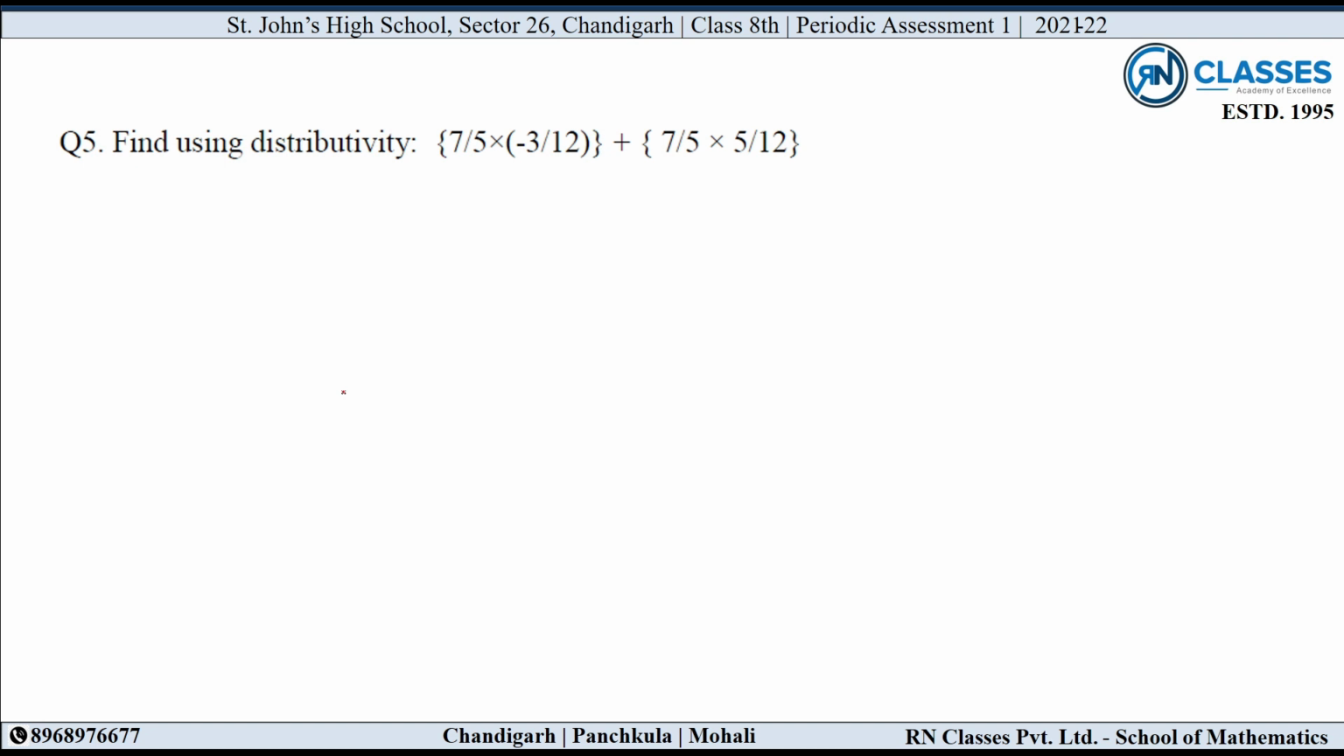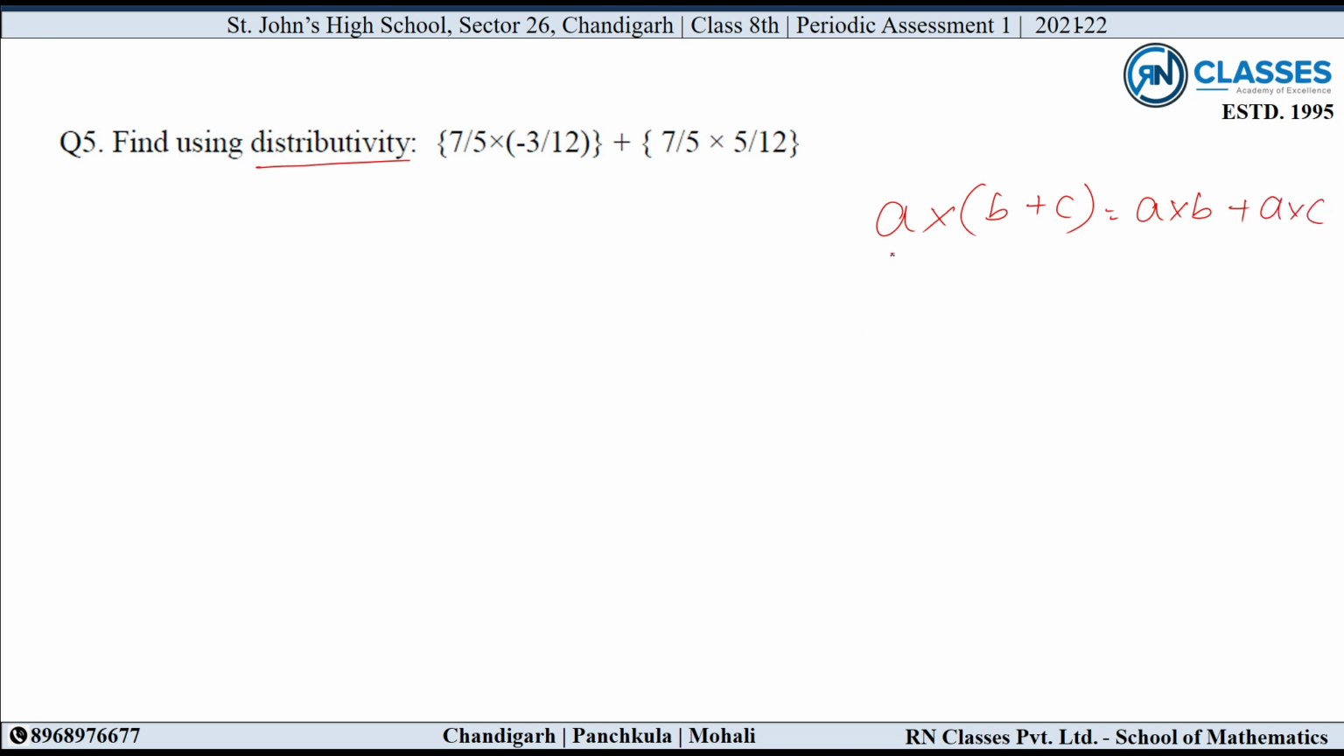These are 2-marker questions. Find using distributivity. Distributive property ही लगानी है. You cannot solve it in any other way. Okay. Distributive property हमारी क्या कहती है? A into B plus C. What is the answer in distributive property? A into B plus A into C. This is what we get.